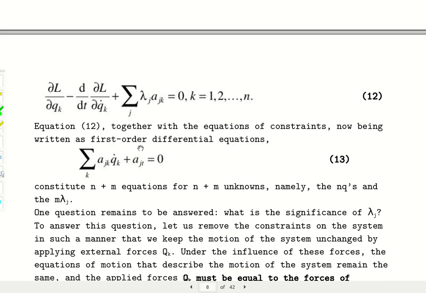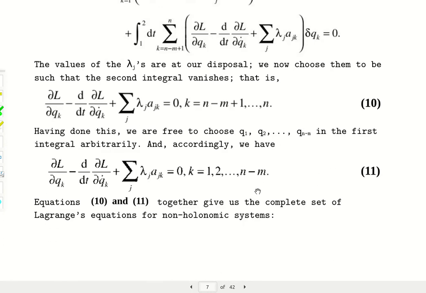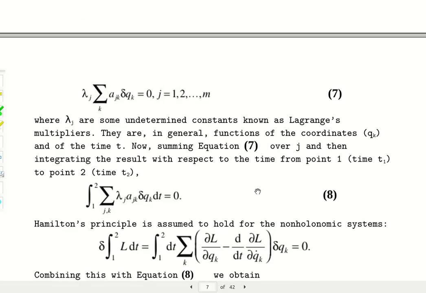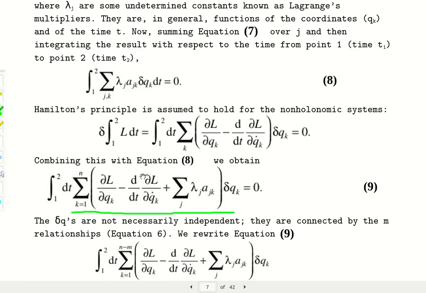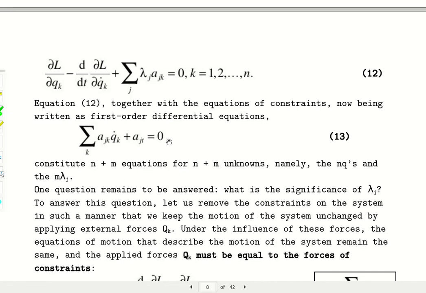And it should be remembered that the equation of constraints which we used is equation 13, which is just the time derivative of equation 5. If you differentiate equation 5 with respect to time on both sides, then you find that ajk into qk dot plus ajt is equal to 0. dt will be cancelled. So it is written in equation number 13 again.